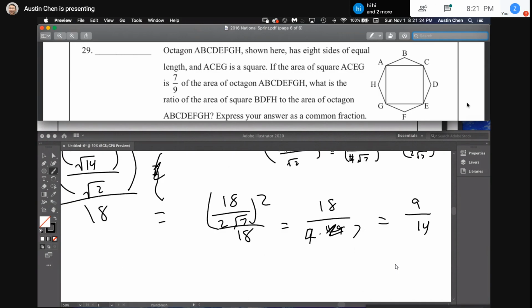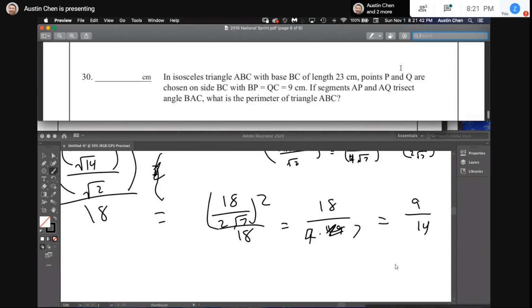So if you just utilize that diagonal thing, you just have to make sure not to make any computational errors, and then it's not that bad. But we did make a lot of computational errors. All right, let's move on.